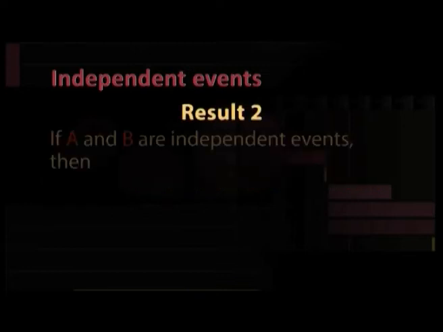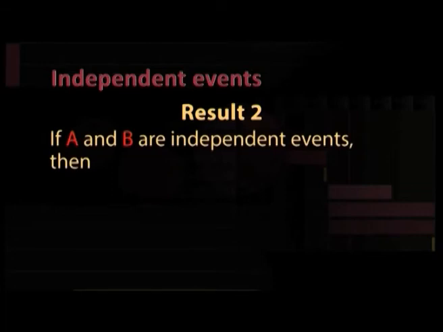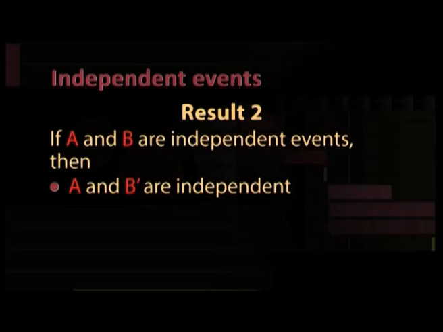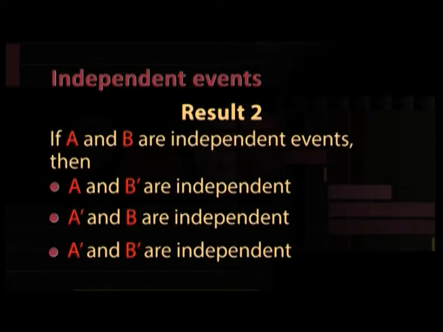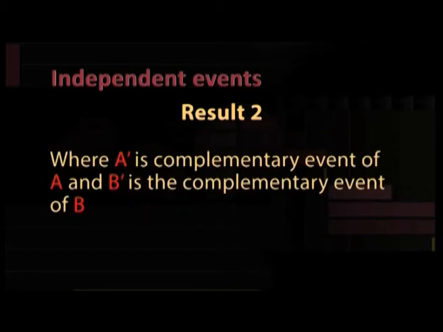Result 2. If A and B are independent events, then A and B complement are independent, A complement and B are independent, and A complement and B complement are independent, where A complement is the complementary event of A and B complement is the complementary event of B. The above result can be proved as follows.